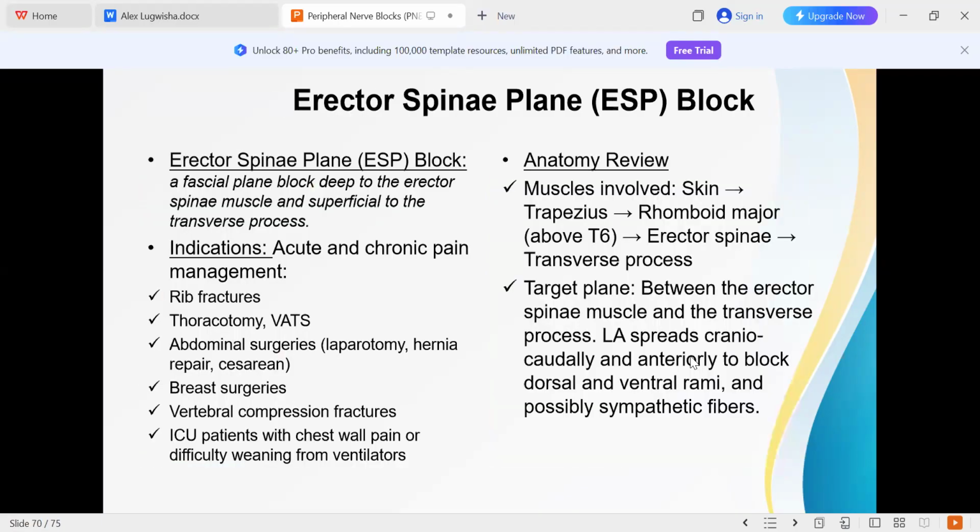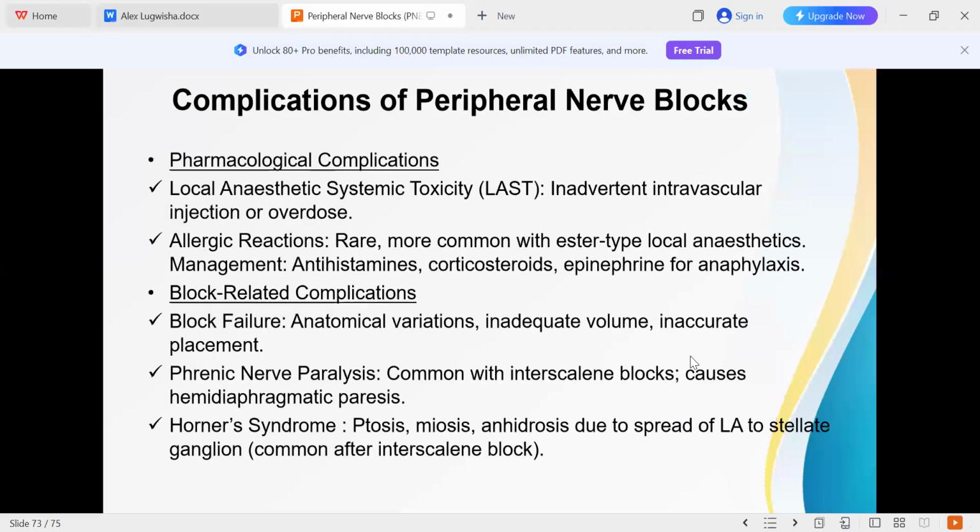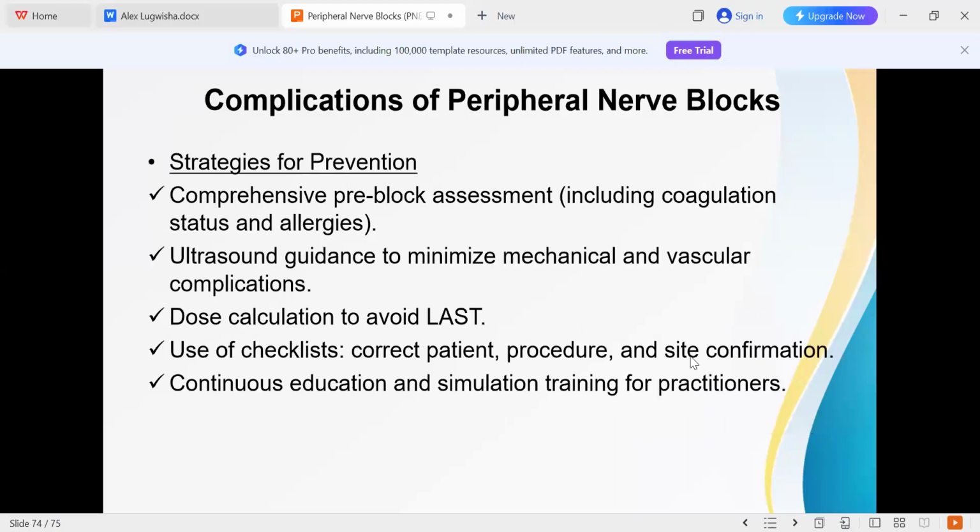Then the erector spinae block. And so complications of nerve block, as we round up: it can be mechanical, such as nerve injury, hematoma, infection. It can be pharmacological, such as local anesthetic systemic toxicity. It can be block related: the block can fail, you can have paralysis of the phrenic nerve, and Horner syndrome, especially after interscalene block.